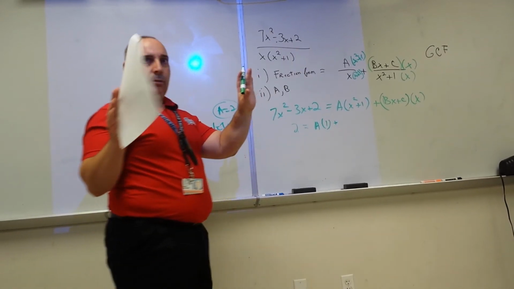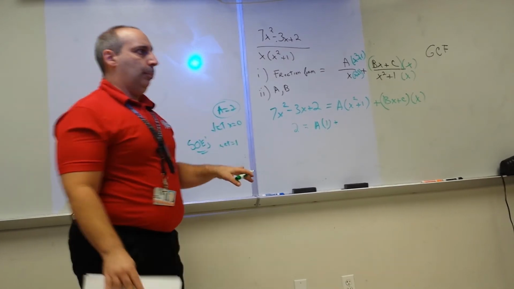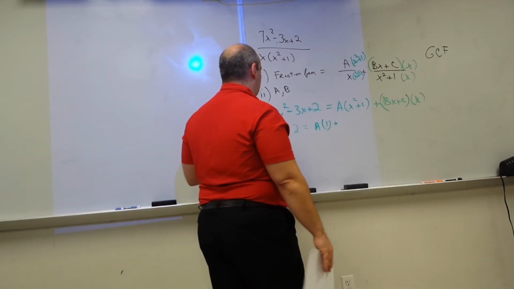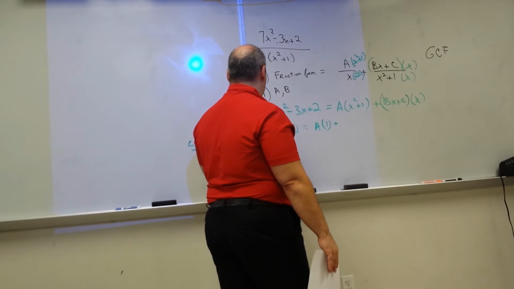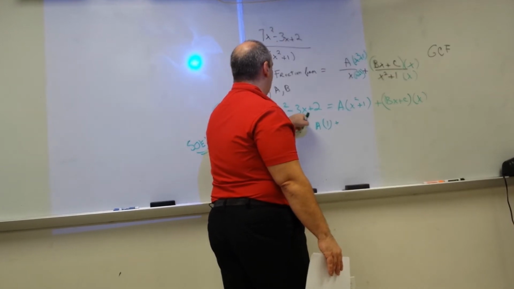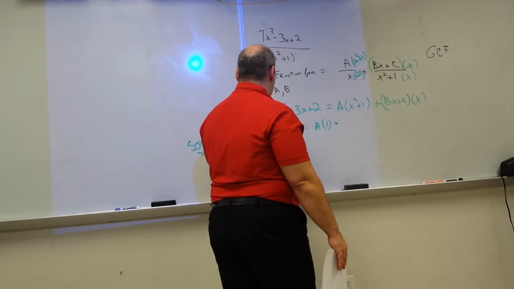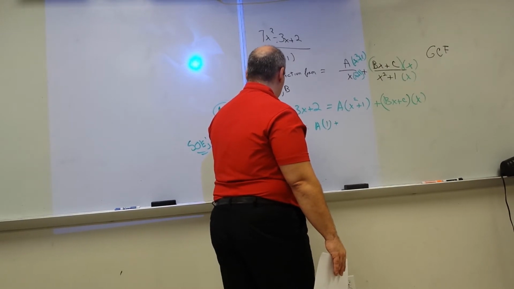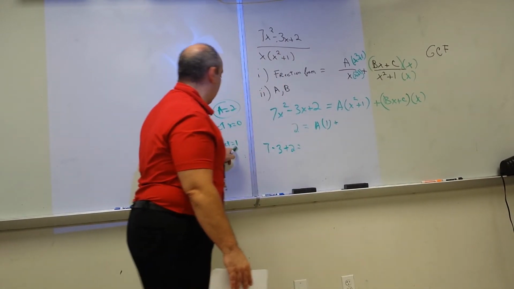All right, hold on. He's right. Just breathe. Let's do 1, like Brian said. 7x squared times 1 is 7, and then 3 times 1 is 3, minus 3, plus 2 equals. I'm just putting in x equals 1.